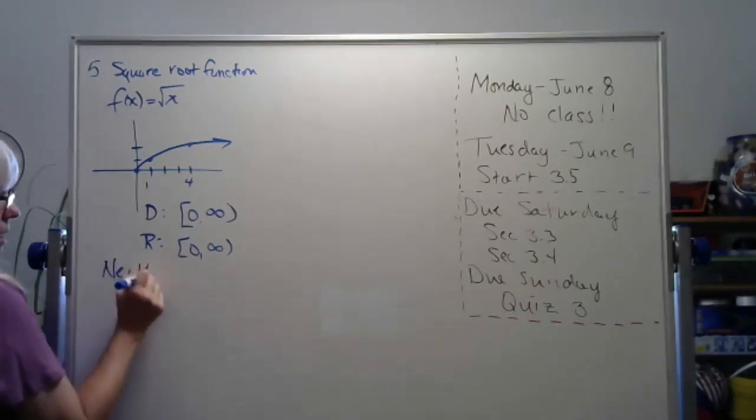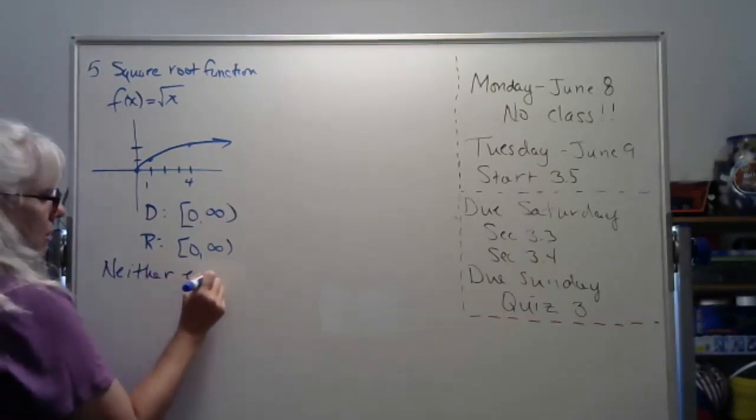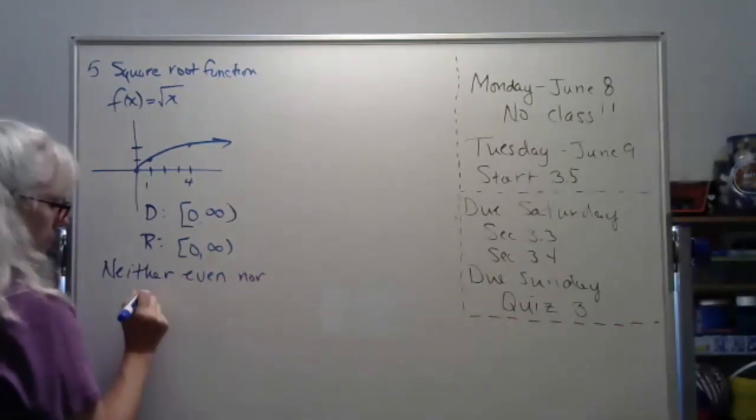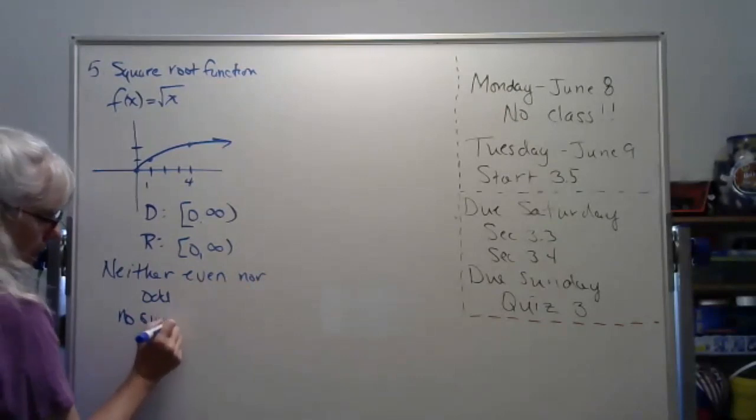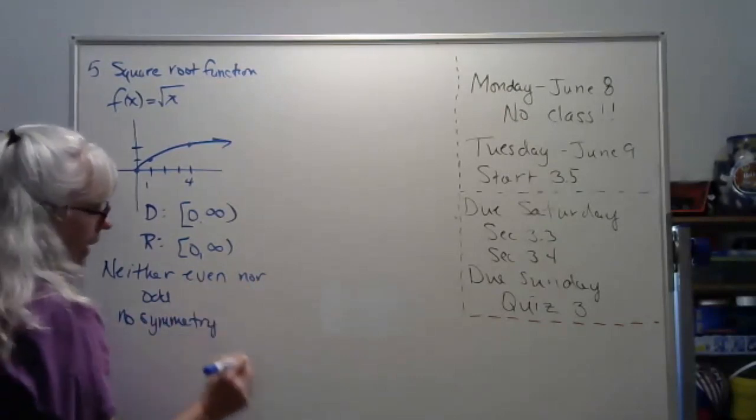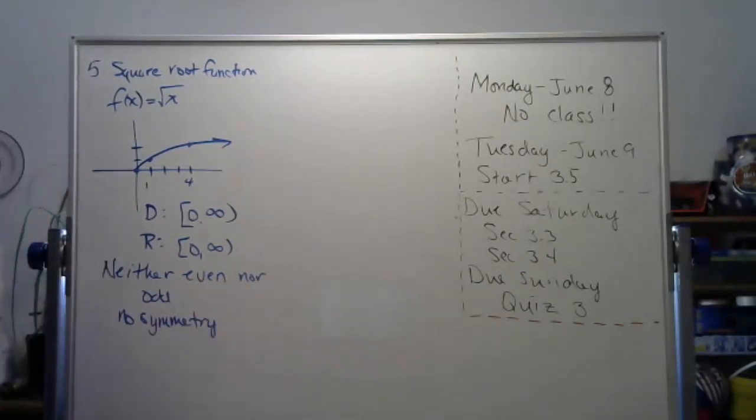It's one of the few that we talk about that's not even or odd. And that's because it has no symmetry. And I have no name for that. We just call it half a parabola. It's the square root function.